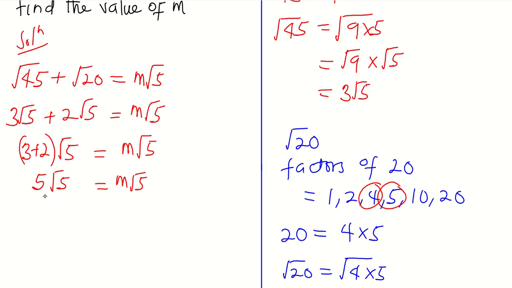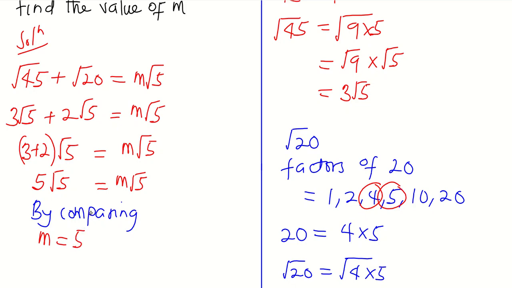Now you can see that when we compare these two numbers, we can see that our square root of 5 is the same thing as the square root of 5, and the only number left here is 5. So by comparing, we can say that m is equal to 5. And that becomes the value of m.